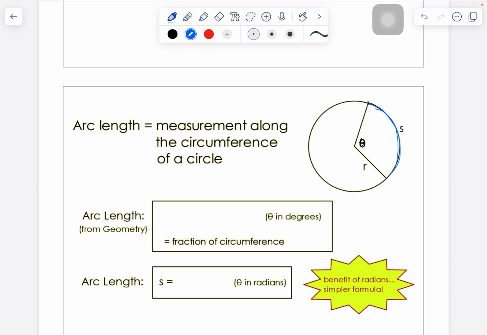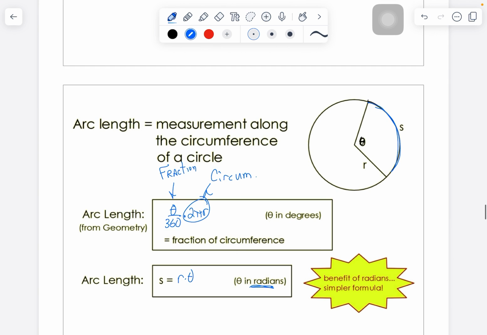Okay. Your arc length from geometry was theta over 360 times 2 pi r. This right here is the full circumference of a circle. This is representing the fraction of the circumference. Now, with a little bit of algebra and converting that theta from degrees to radians, it's going to work out that the arc length, S, is equal just to your radius times whatever that theta is.